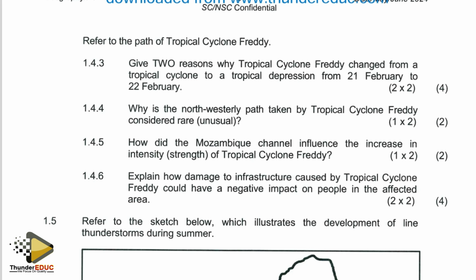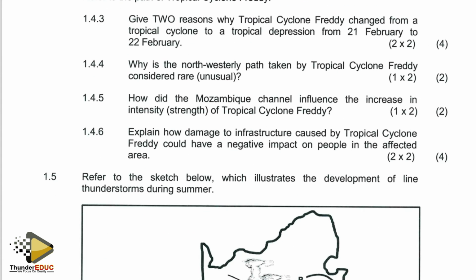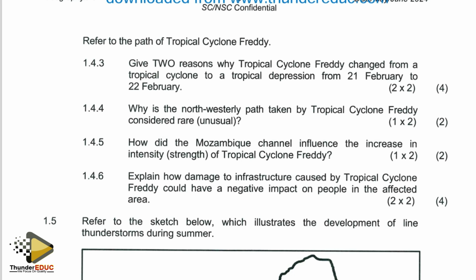Right, so the reasons why, because we have said it re-intensified over the Mozambique channel. What reasons can we give here? Because we know that a tropical depression is more destructive than a tropical cyclone, which means the wind speeds are different for a tropical cyclone and for a tropical depression. Why is it that the winds were more destructive? And what happened for it to transform from being a cyclone to become a depression? The reason that you can give there is the warm ocean water over the Mozambique channel. Remember, for tropical cyclones, they need warm oceans.